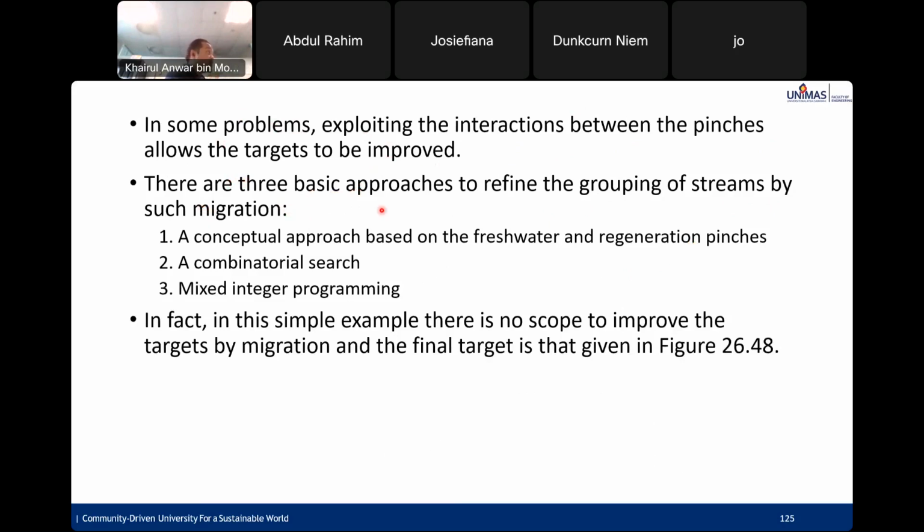There are three basic approaches to refine the grouping of streams by such migration. A conceptual approach based on the freshwater and regeneration pinches, combinatorial search, and mixed integer programming.